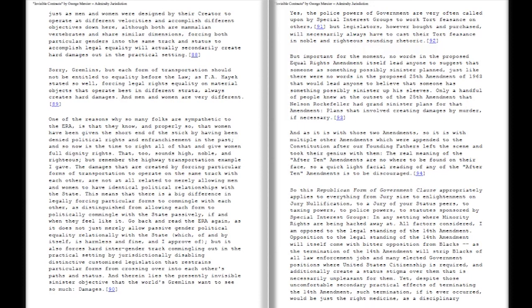Opposition to the legal standing of the 14th Amendment will itself come with bitter opposition from blacks, as the termination of the 14th Amendment will strip blacks of all law enforcement jobs and many elected government positions where United States citizenship is required, and additionally create a status stigma over them that is necessarily unpleasant for them.